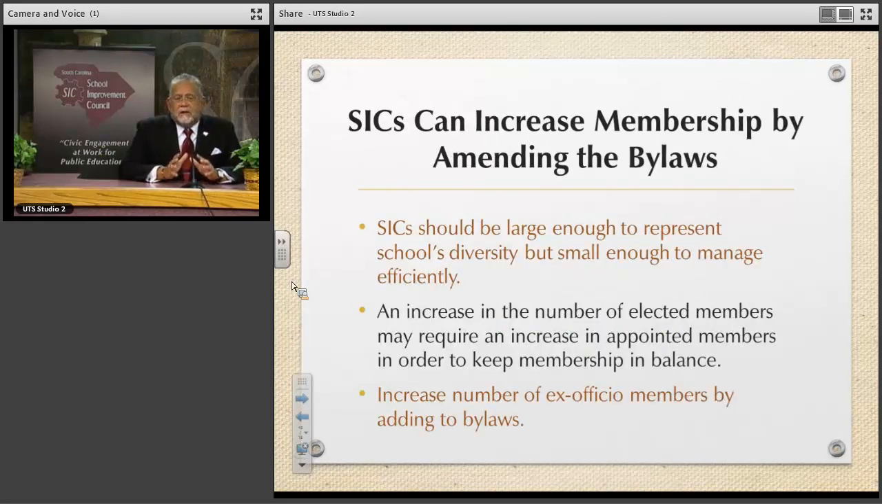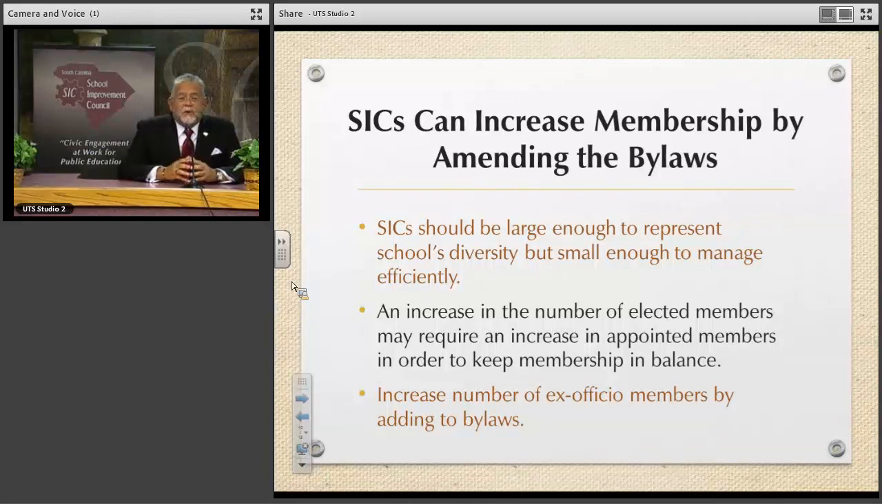Now, while state law limits how small an SIC can be, it doesn't limit how large it can be. Your SIC can increase the number of elected members on your council simply by amending your bylaws. Deciding whether to do so will require your SIC to balance 2 considerations. On the one hand, you want to have enough SIC members to represent the diverse interests of your school. For example, an SIC at a school serving grades K through 8 may need more elected parent and teacher members than a school serving grades 7 to 8.